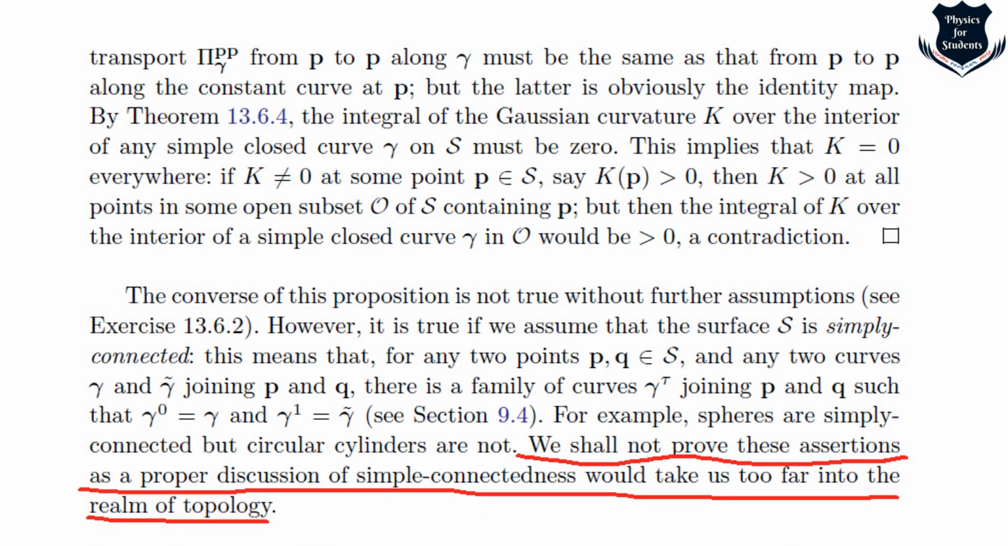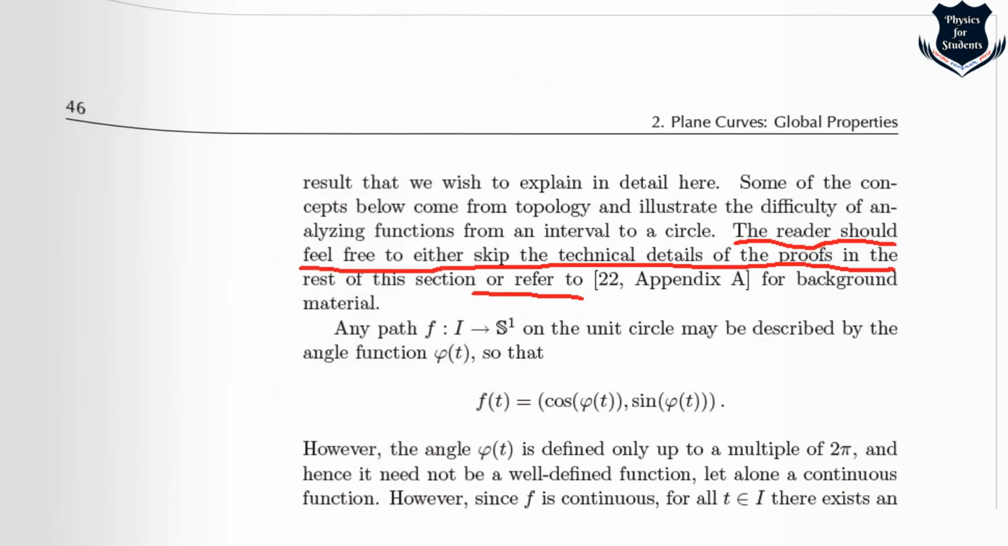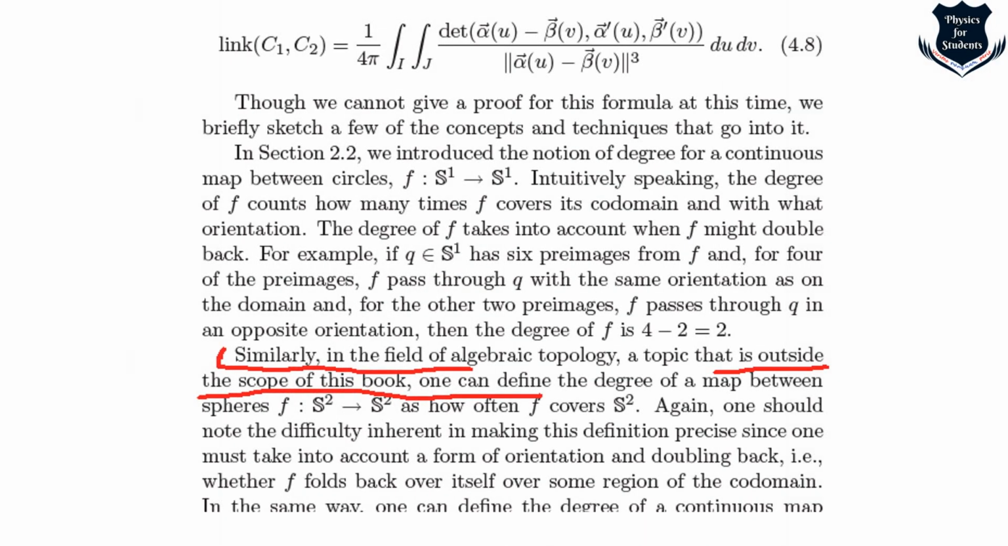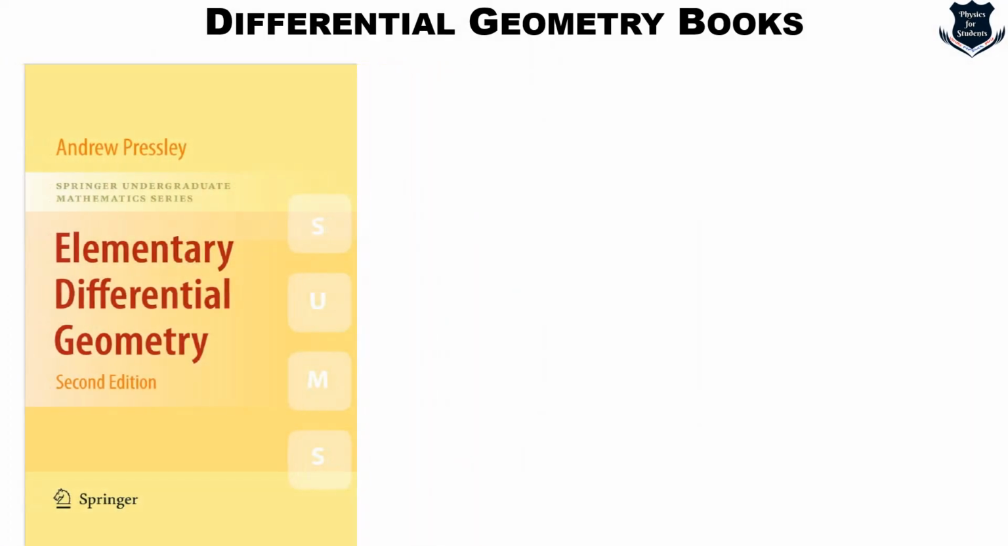We shall not prove this assertion, as a proper discussion of simple connectedness is outside the scope. The readers should feel free to skip the technical details of the proofs. That means you can just skip it. There won't be any problem in learning. That is how they tell. And here it shows similarly in another place that it is outside the scope of this book, right? So this is the beauty. It doesn't require knowledge of topology.